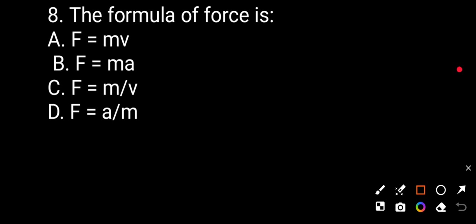Question number 8. The formula of force is option A, F is equal to m dot V; option B, F is equal to m dot A; option C, F is equal to m upon V; option D, F is equal to A upon m. Correct answer will be B. So F is equal to ma.